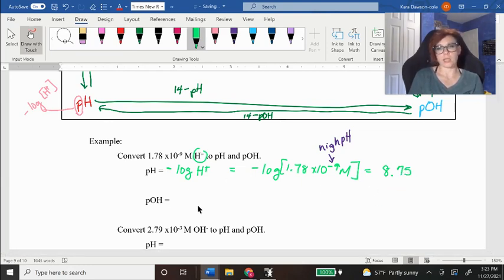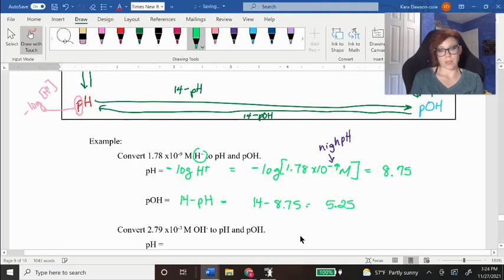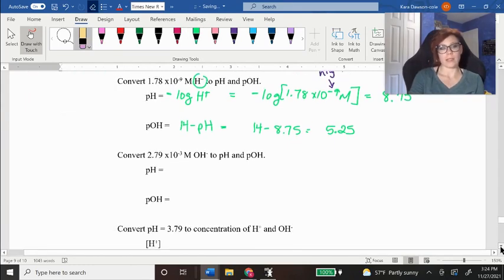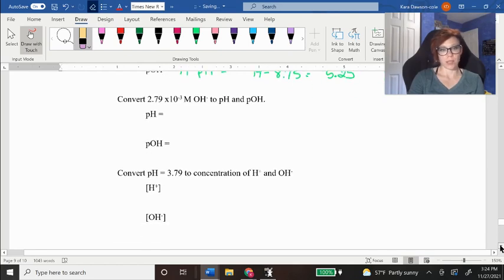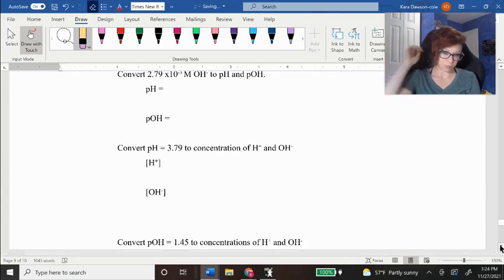So pOH, easy to get pOH from your pH. pOH is going to be 14 minus the pH, which is equal to 14 minus 8.75. That gives me 5.25 pOH. And these do not have units, so don't worry about doing units either. All right, so I'm going to leave this one for you to do. And then I'm going to do one that just has concentration. So I have a pH of 3.79, and I need the concentration of H plus and OH minus.